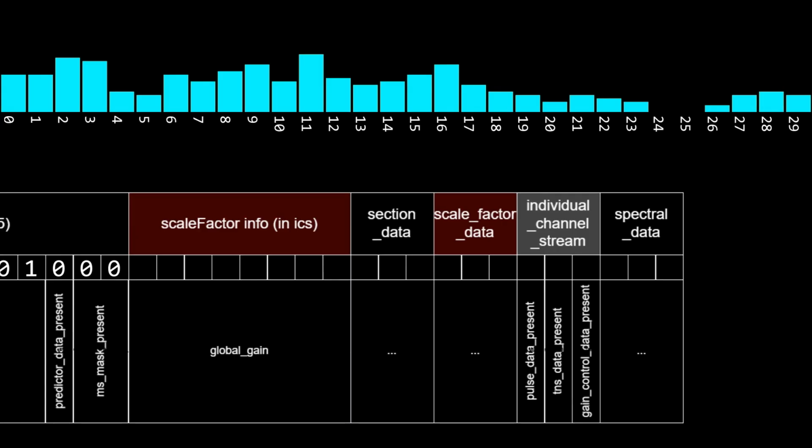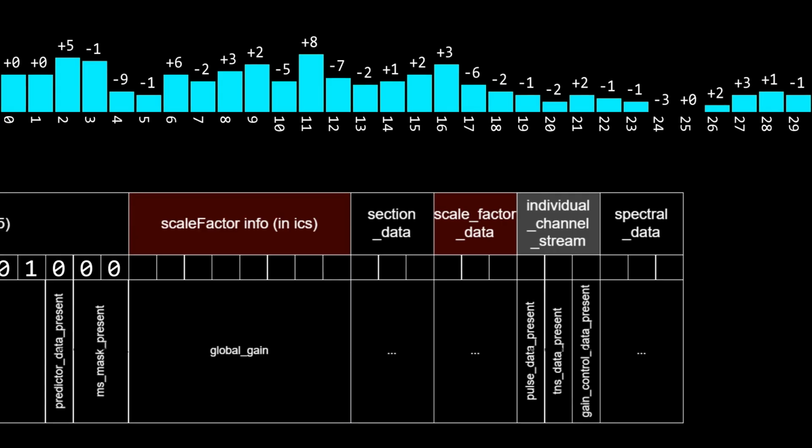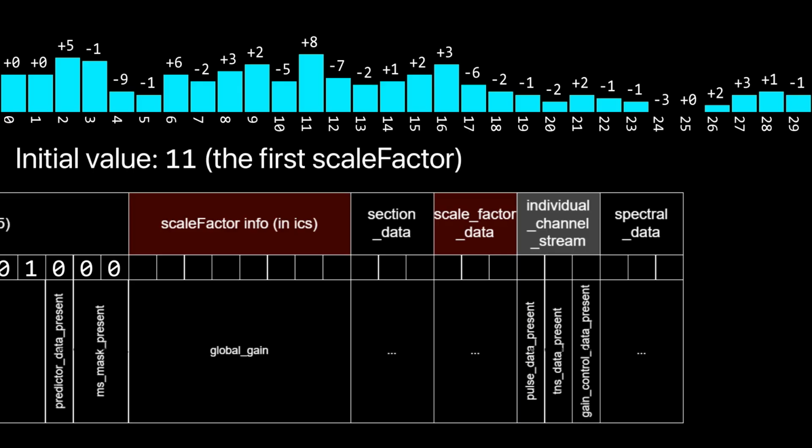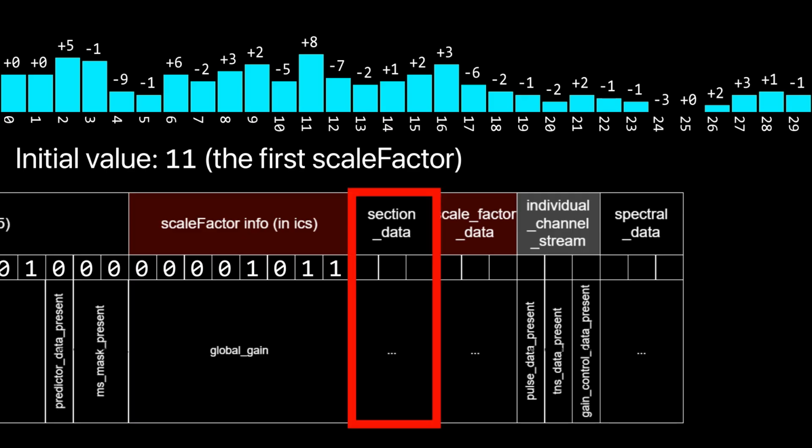Now, we will encode our scale factors of each band. We will encode them as the change in scale factor, with the initial value being the first scale factor. Let's write the initial value with 8 bits, so the decoder will know where to start. Next comes our section data, but we'll get back to this later.